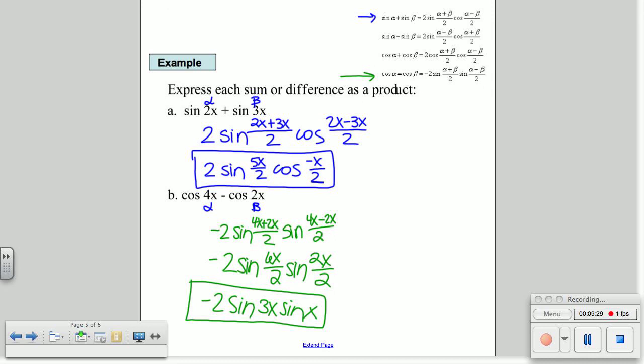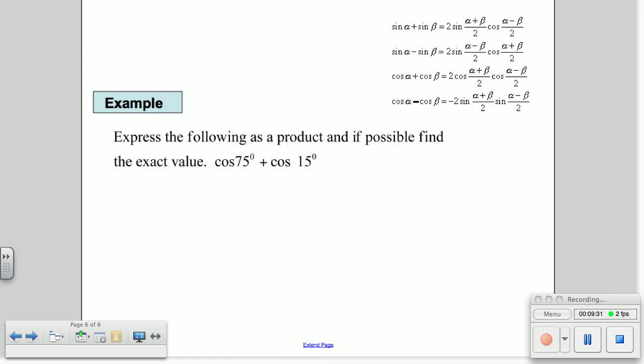Let's look at one last example on how we actually use these. So express the following as a product if possible and find the exact value. Now normally I could just find the cosine of each of those angles and add the answers together, but the problem is that 75 and 15 are not on my unit circle, so that's a hint I'm going to have to use a formula. We've got cosine alpha plus cosine beta, so it looks like we're on the third formula here. Let's go ahead and plug in what we know.